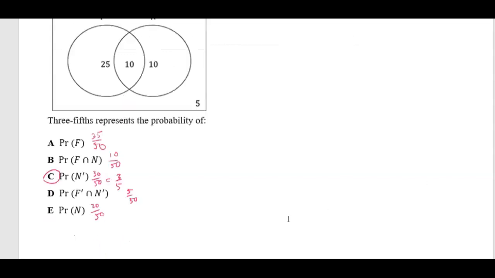But let's just do the other two anyway. Not F and not N. So that's 5 on the end there. And then probability of N is 20 over 50. So the correct answer for that one, which we said before, is C.